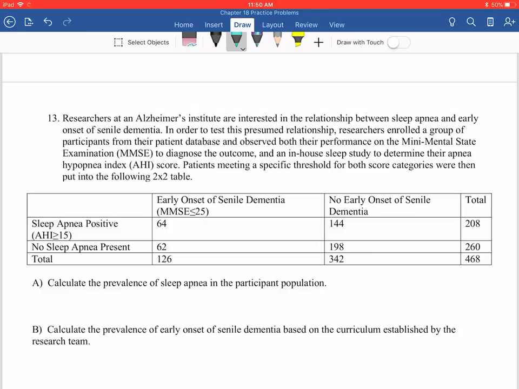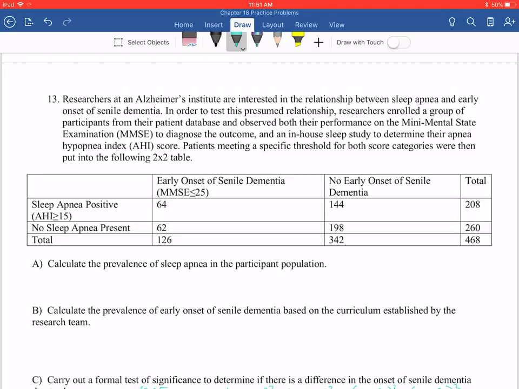Moving on to number 3. Here we have research on Alzheimer's and sleep apnea. I'm not going to go through reading all of it; you can all read it on your own. I'm going to get to calculating the prevalence of sleep apnea in the participating groups.